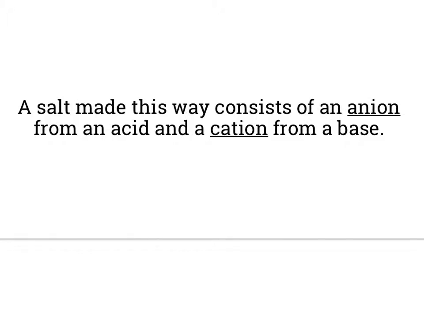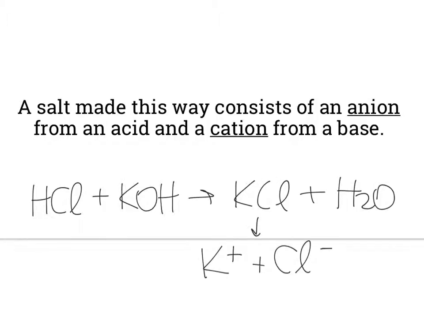A salt made this way consists of an anion from an acid and a cation from a base. Back in this reaction, we can see that KCl really consists of potassium and chloride. The anion, chloride, comes from our acid, and the cation, potassium, comes from our base.